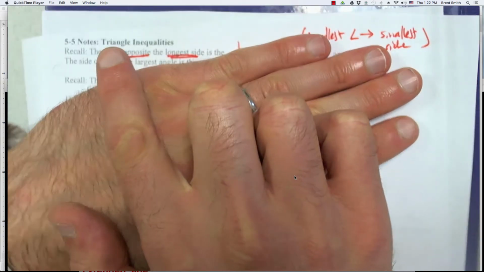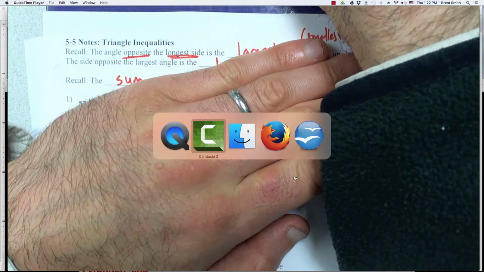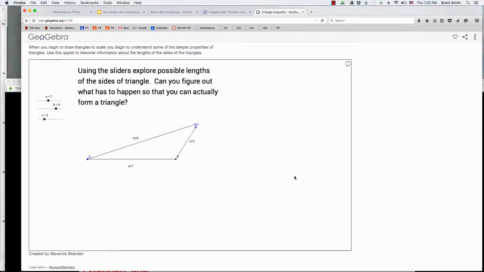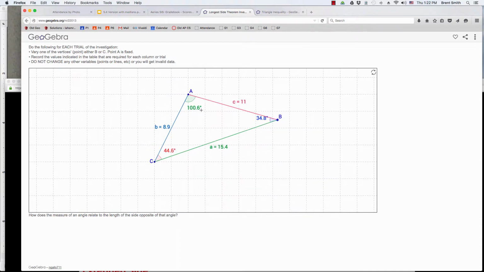Alright, so we're on our 5-5 notes, and there's two main points I want to talk about. The first one is this idea that the longest side is always going to be opposite the largest angle.